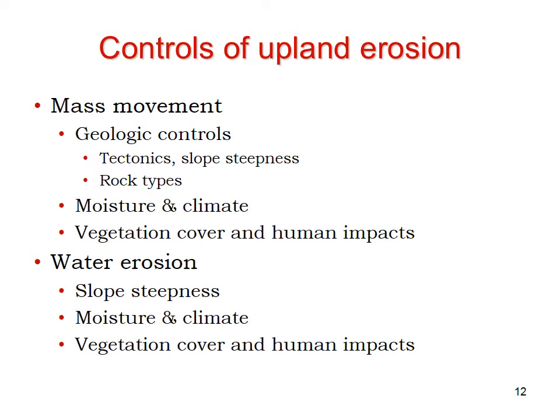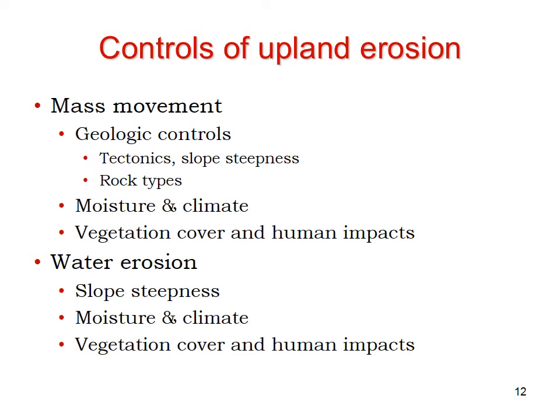Erosion processes and the rates of erosion aren't the same everywhere. They differ from one watershed to another. They're different in different regions around the world. So this slide categorizes what are the factors that determine the rates and the dominance of different processes of upland erosion. If we start by looking at mass movement, geologic controls are really the most important. Are we in a geologically active area where there are tectonics going on?